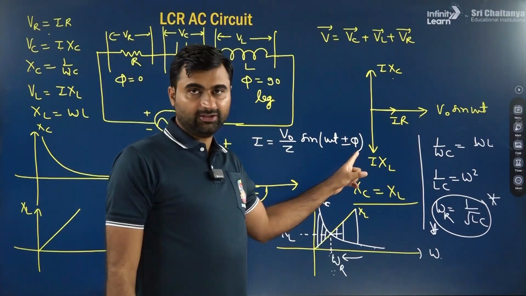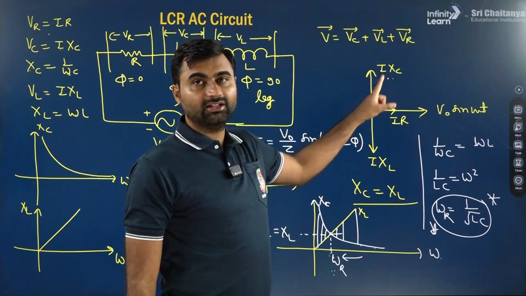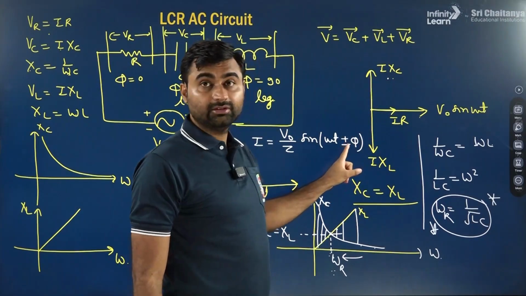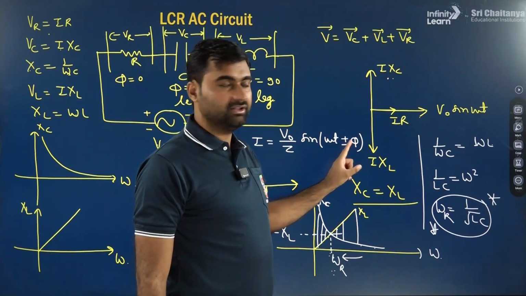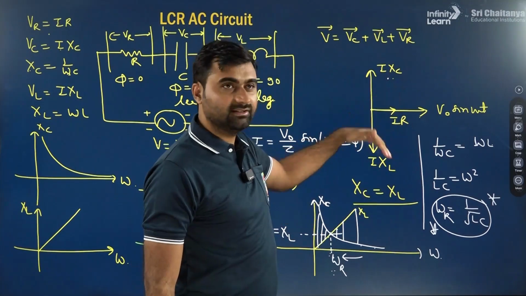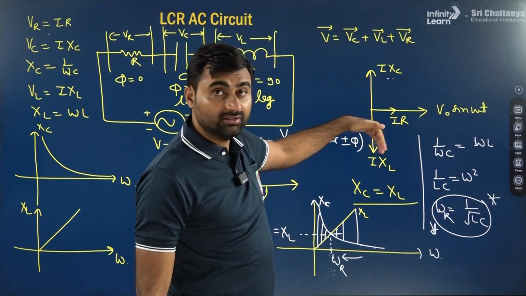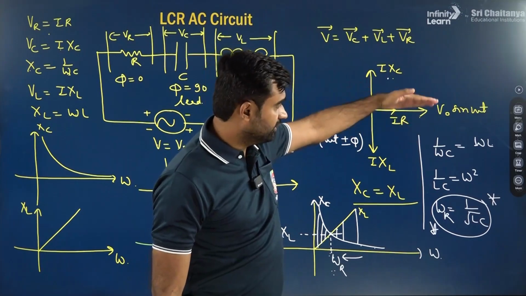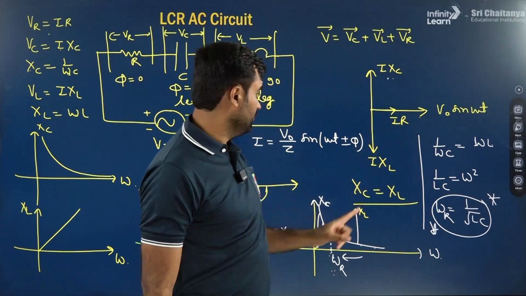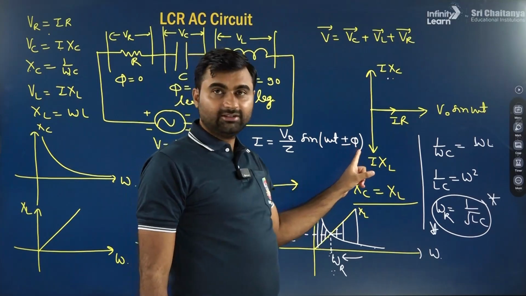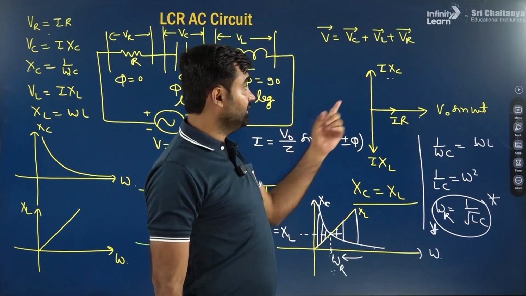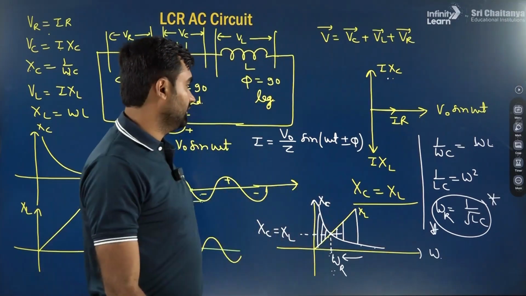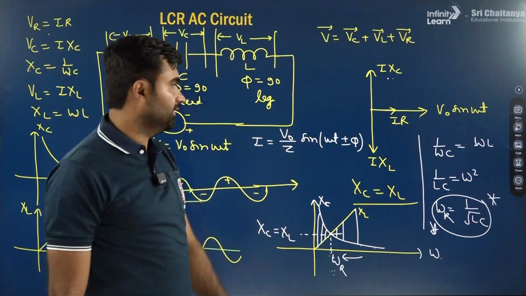Why do I use plus or minus phi here? If XC is more than XL, then current will lead. That's why plus phi, current will lead. If XL is more than XC, this side, then current will lag, because current direction is along this direction, voltage this one, so current is lagging. So if XL is more than XC, then minus phi, and if XC is more than XL, then plus phi. Is it clear? Okay.